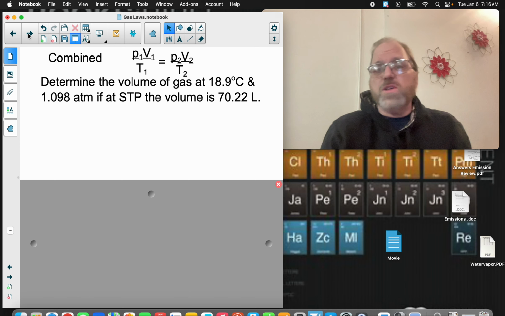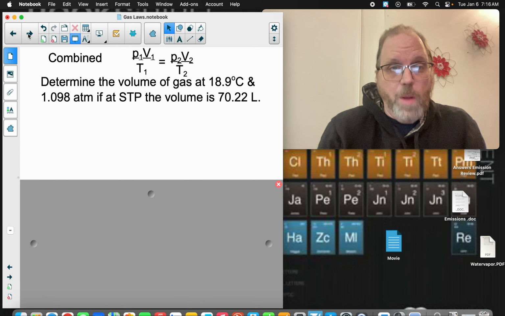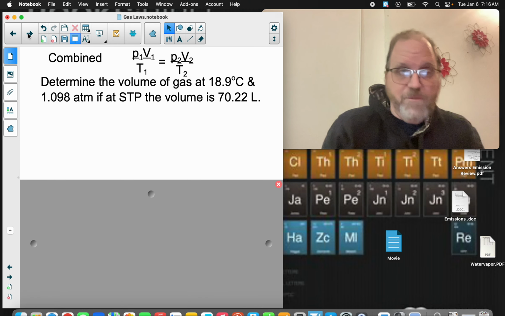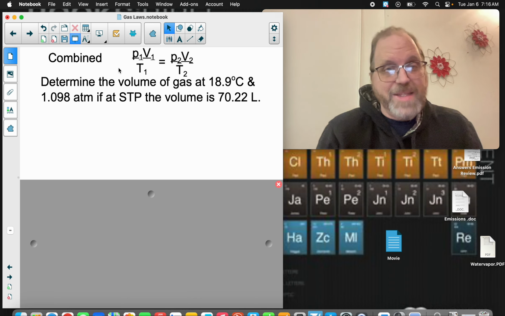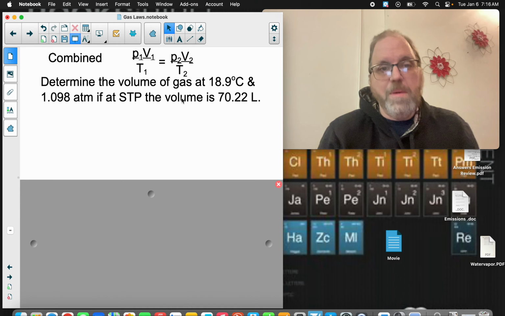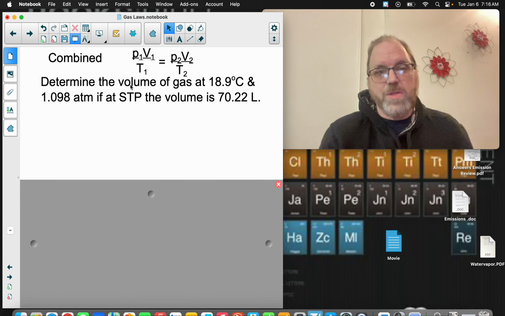So let's get started with the first one. Let's do combined gas law. When we do this, we're going to do P1 V1 over T1 is equal to P2 V2 over T2. Determine the volume of gas at 18.9 degrees Celsius and 1.098 atmospheres, if at STP the volume is 70.22 liters.